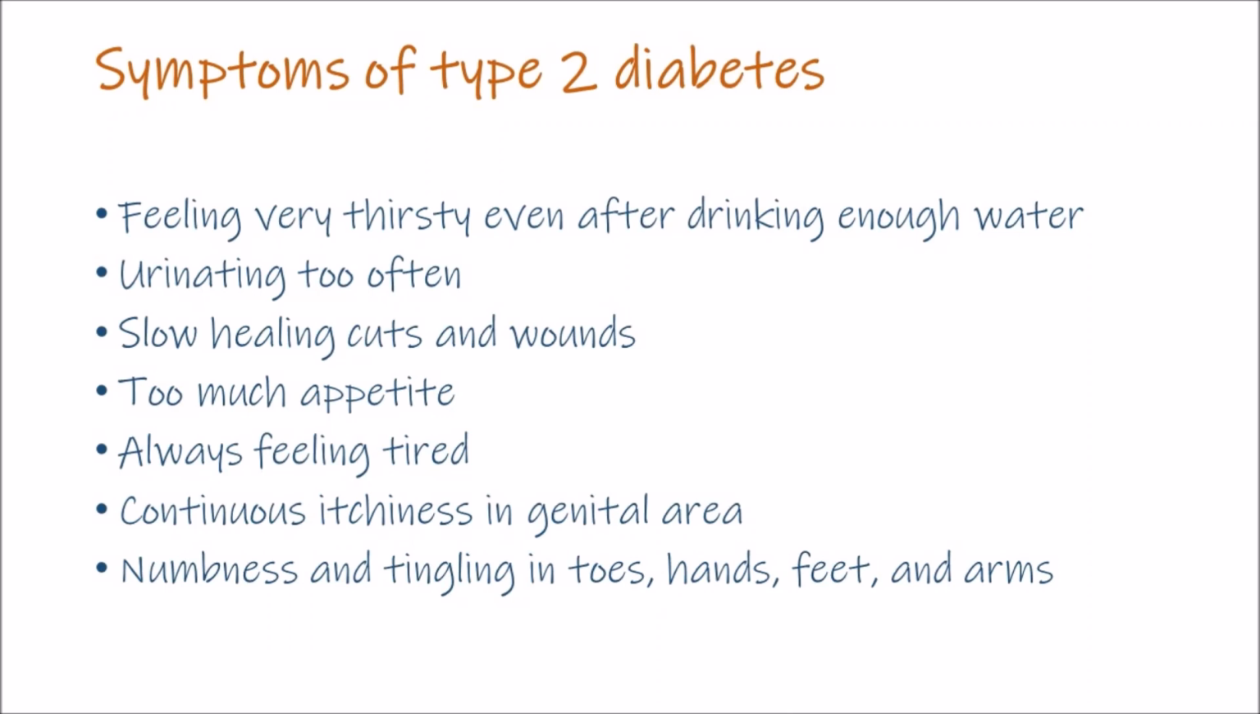So here are some common symptoms of type 2 diabetes. Feeling very thirsty even after drinking enough water. Urinating too often. Slow healing cuts and wounds. Too much appetite. Always feeling tired. Continuous itchiness in the genital area. Numbness and tingling in toes, hands, feet, and arms. Please note that sometimes type 2 diabetes may not exhibit any of these symptoms, and getting tested is the only way to know whether or not you have the disease.